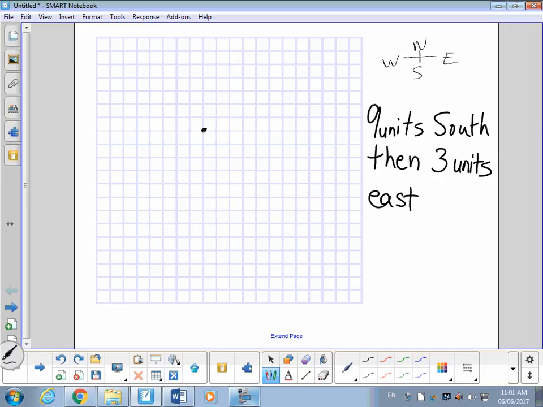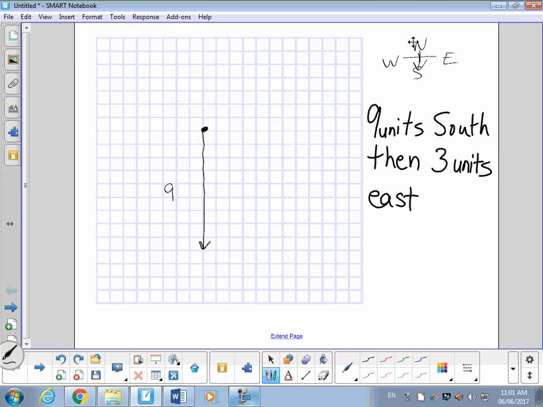From that point, I'm going to go south, which is this direction. So 1, 2, 3, 4, 5, 6, 7, 8, 9. So this was my tail, and this is the head. Now I have 9 units there. I'll just put that so I don't forget. And then it says that I'm going to go 3 units east.